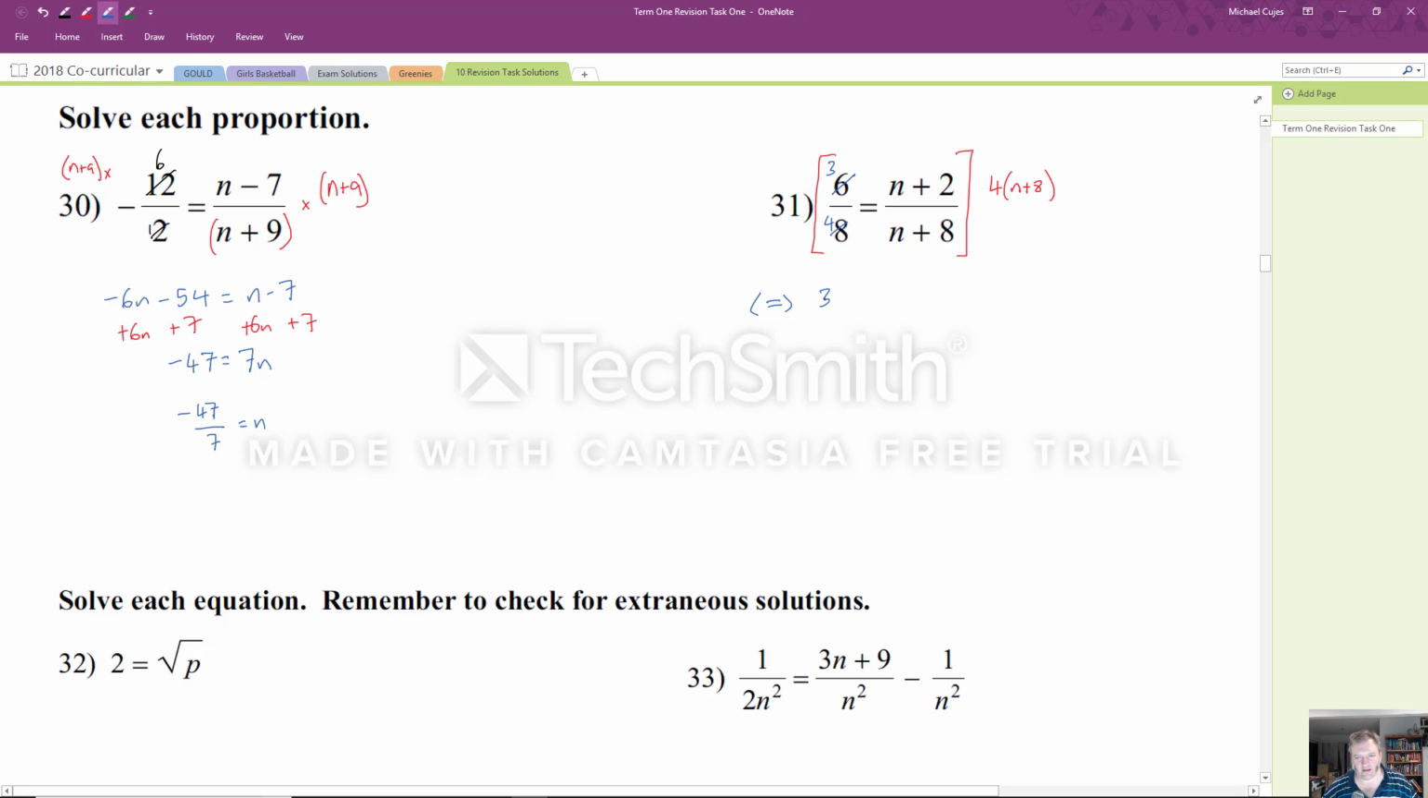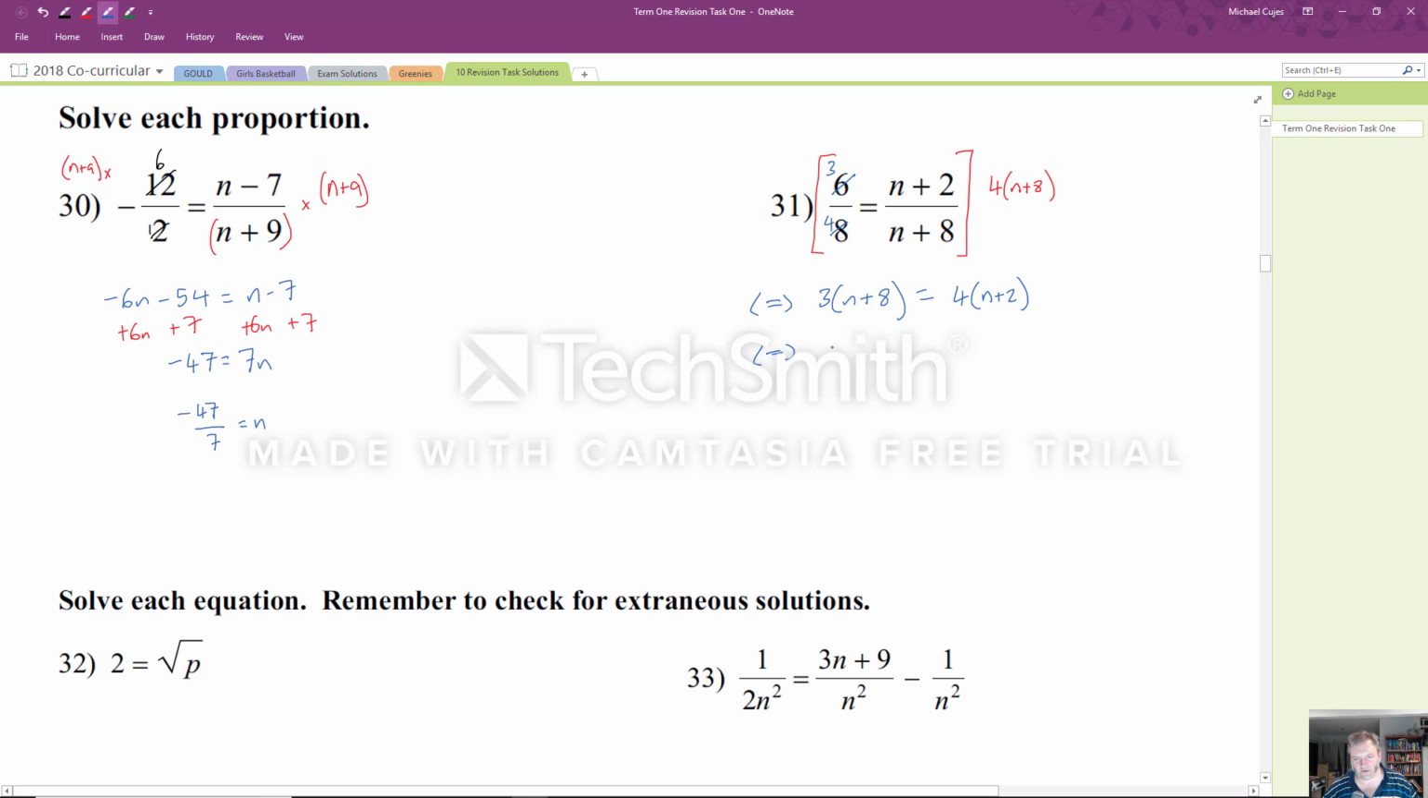Now you can write it out if you would like. 3 times n plus 8. I swear I just said minus 8 a couple of times. That was silly, wasn't it? And over here, the n plus 8 term is going to cancel. And I'm just left with 4 multiplied by that n plus 2 that was in the numerator on the right-hand side. Now we can expand and simplify.